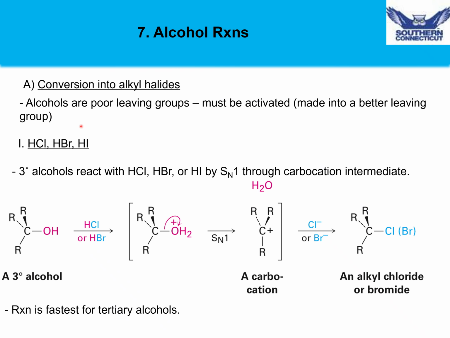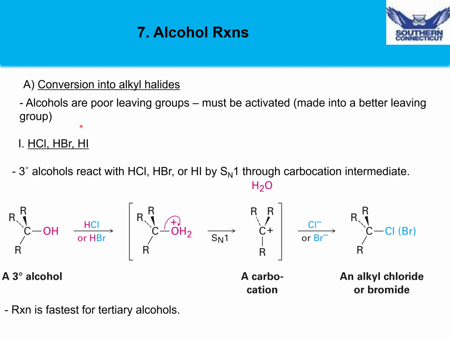Let's now switch gears and cover reactions of alcohols. One of the things we can do with alcohols is convert them into alkyl halides. Now, generally, the OH on an alcohol is considered a poor leaving group. So in order to do a substitution reaction and replace it with a halogen, we have to first turn the alcohol into a better leaving group.